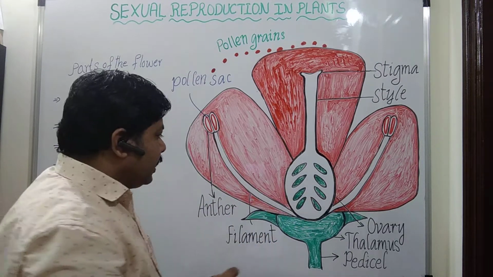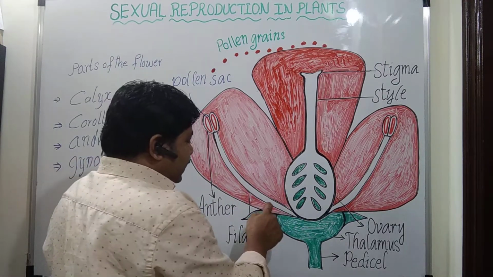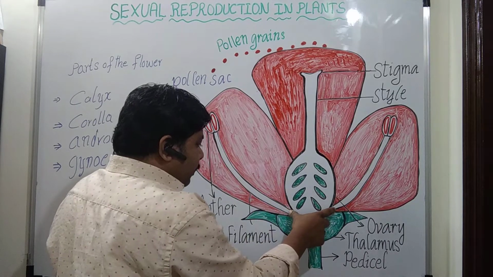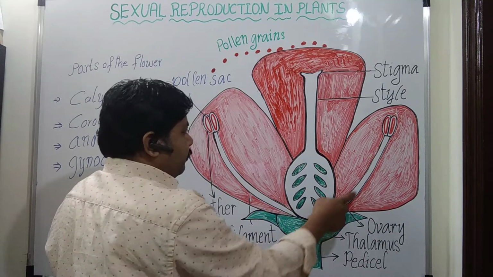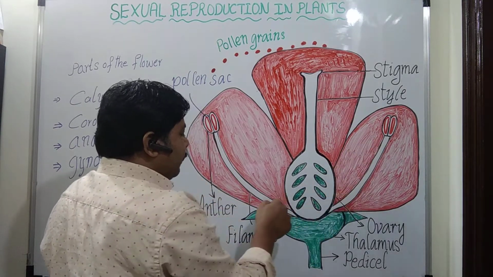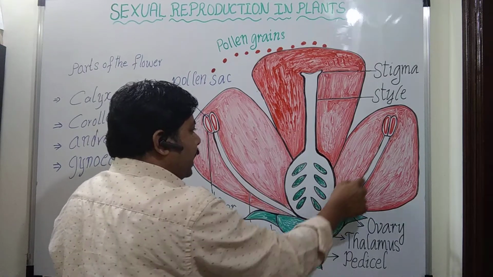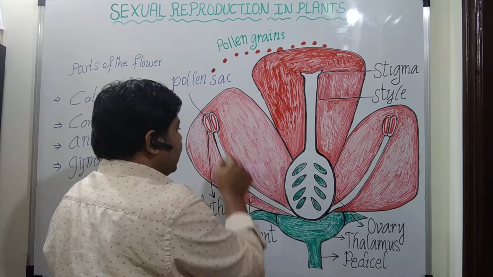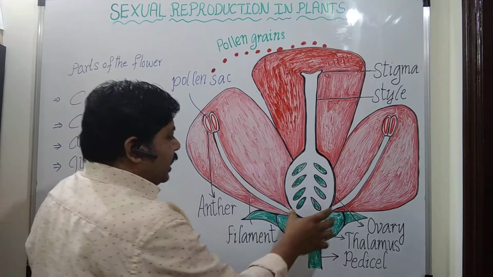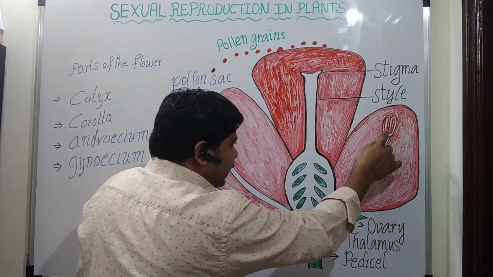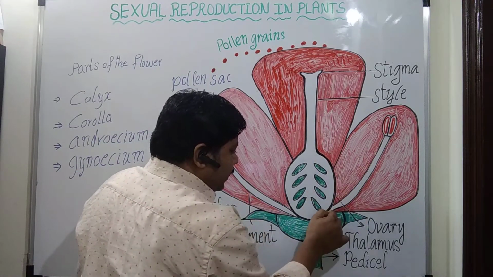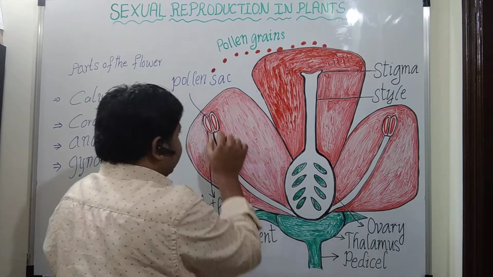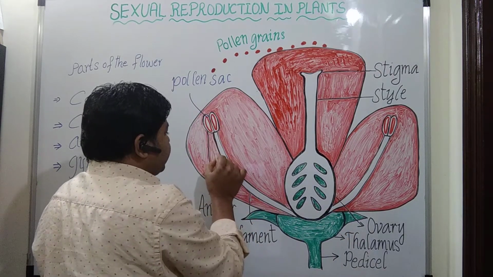Next, the third whorl. The third whorl forms the androecium. This is the androecium, the male part. Androecium is the male part. Here this is the anther, and this is the filament, attached to the ovary area. This is the anther, a bilobed structure.